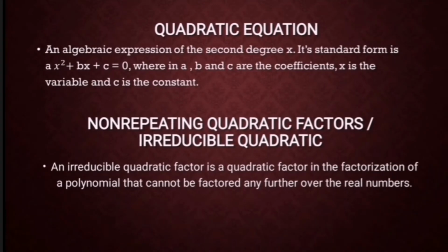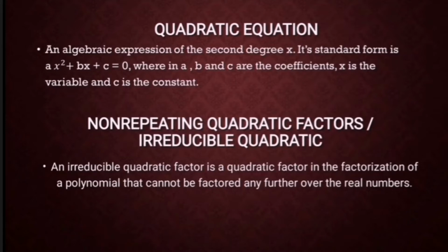First, let us discuss what a quadratic equation is, since our topic is about non-repeating quadratic factors. A quadratic equation is an algebraic expression of the second degree. Its standard form is ax squared plus bx plus c equals 0, wherein a, b, and c are the coefficients, x is a variable, and c is the constant.